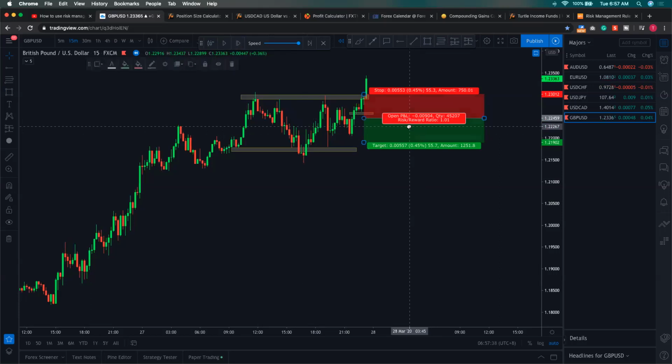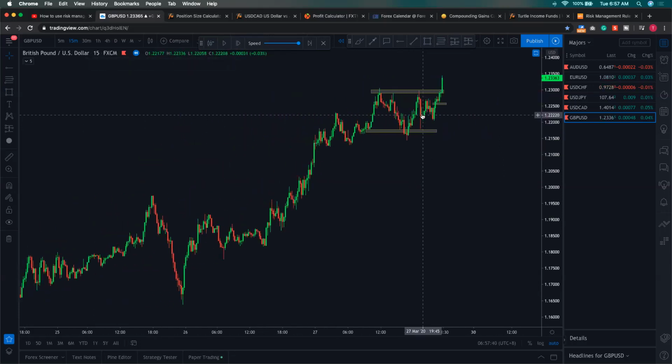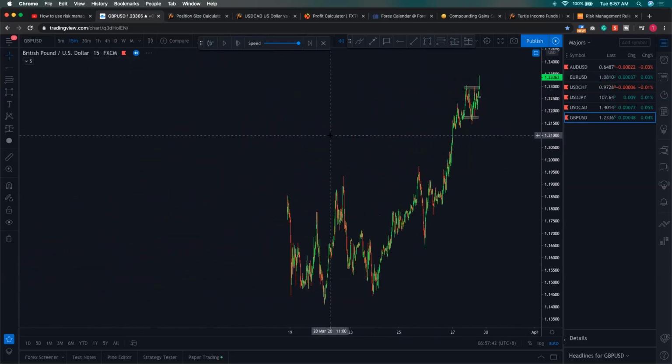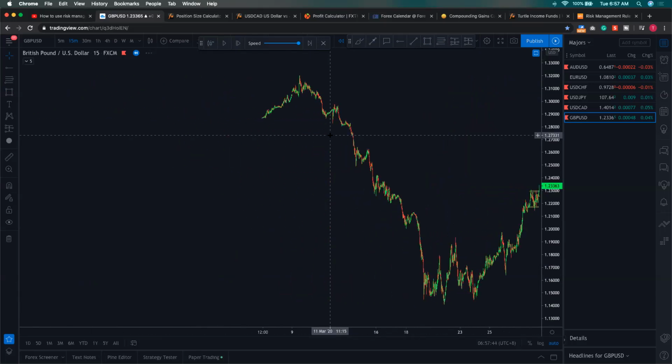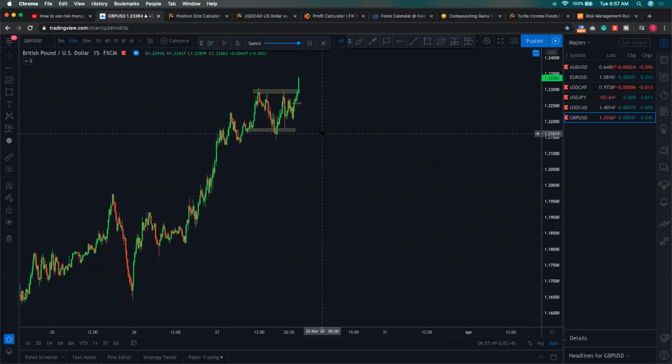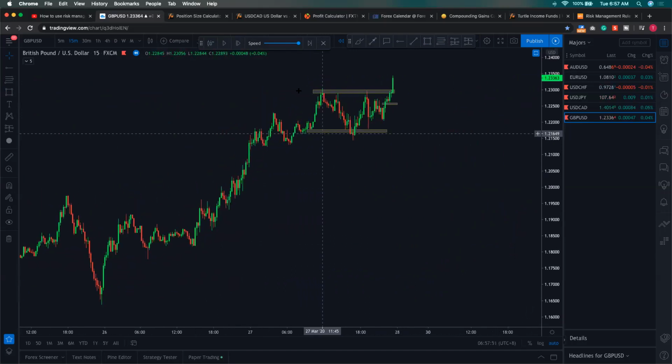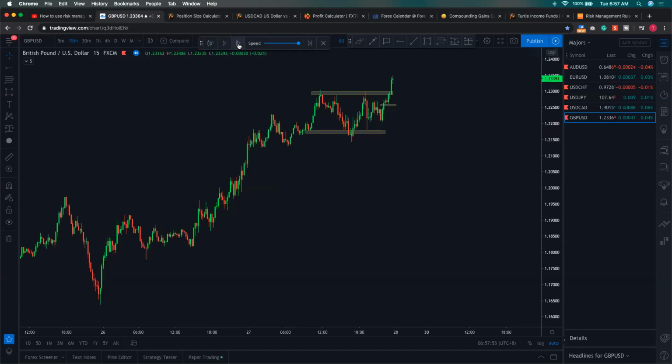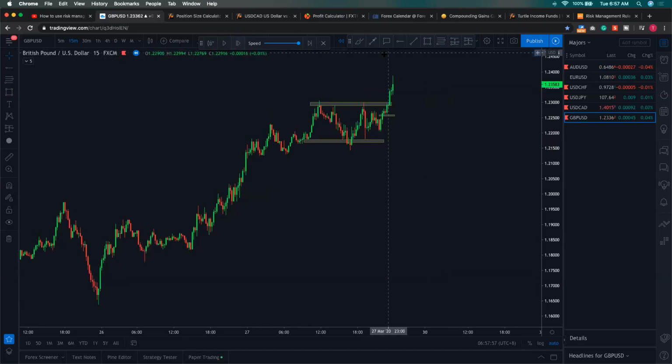As you can see, there's no position taken as price pierced through upwards. Wait, where's my 3% win just now? Okay, so price pierced through upwards. Let's see how price goes; I will wait, hopefully there's a retest. Nope, price just pushed forward.